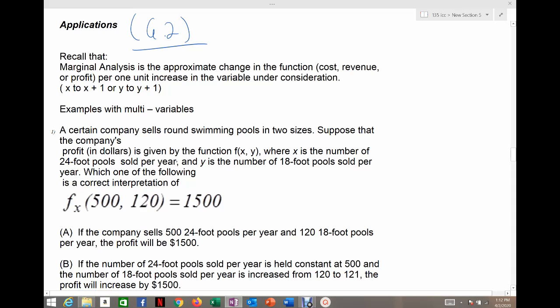Remember, marginal analysis is using the derivative to approximate a change in the function, and specifically a 1-unit change. All right, we're looking at a 1-unit increase. And the biggest part here is because it's multivariable, which variable are we changing? When I take a derivative, I either change it in the x direction or, not and, or the y direction, so one or the other. So either I'm looking at the marginal analysis of x, or I'm looking at the marginal analysis of y.